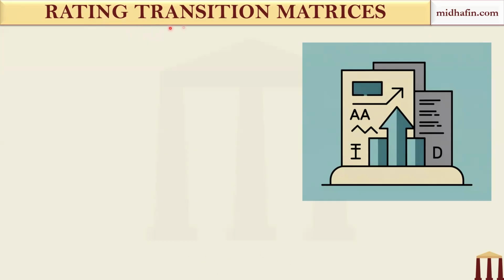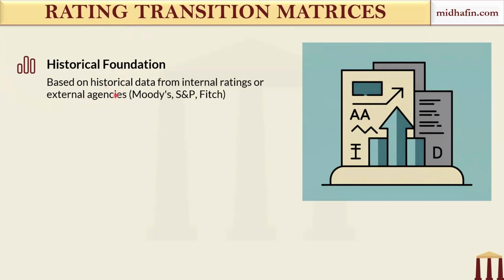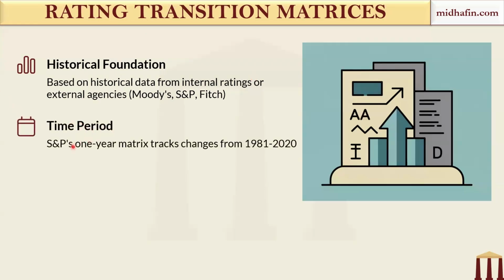rating transition matrices. This is a fundamental input to these credit VaR models. So let us see first the historical foundations. These matrices are based on historical data, either from a bank's internal ratings or from external rating agencies like Moody's, S&P, Fitch, etc. So they capture how ratings have moved in the past. Then time period. If you take an example, S&P publishes 1 year transition matrices based on decades of data, which track how ratings have changed historically, say from 1981 to 2020. This is the same data that we'll use for the rating transition matrices in this chapter.